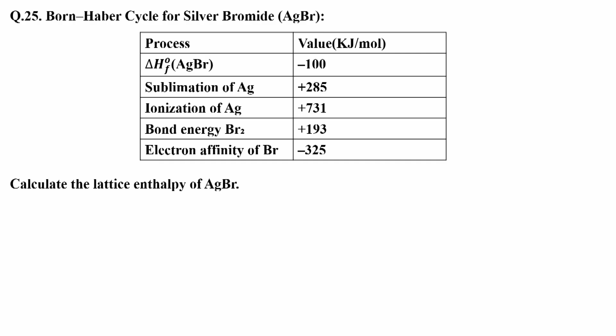Next, we discuss problem number 25. Born-Haber cycle of silver bromide is given. Delta H naught F of AgBr is minus 100 kilojoule per mole. Sublimation of Ag is plus 285 kilojoule per mole. Ionization of Ag is plus 731 kilojoule per mole. Bond dissociation energy or bond energy of Br2 is plus 193 kilojoule per mole, and electron affinity of Br is minus 325 kilojoule per mole. We need to calculate lattice enthalpy of AgBr.